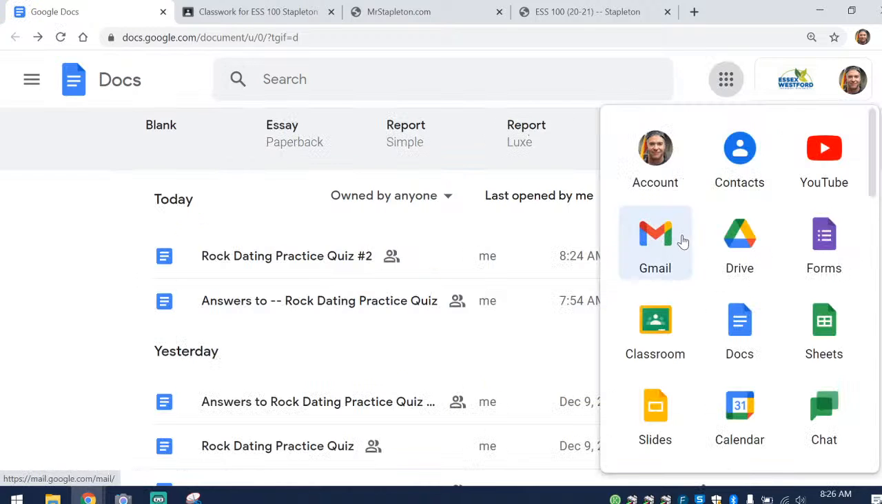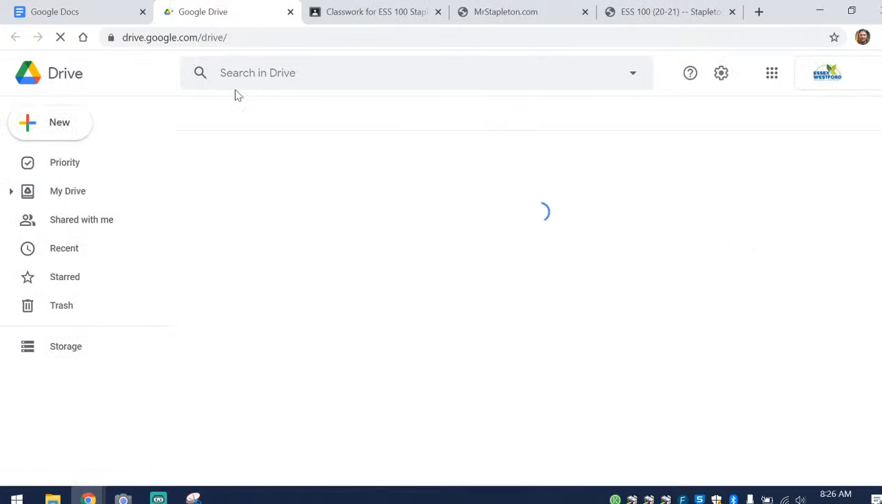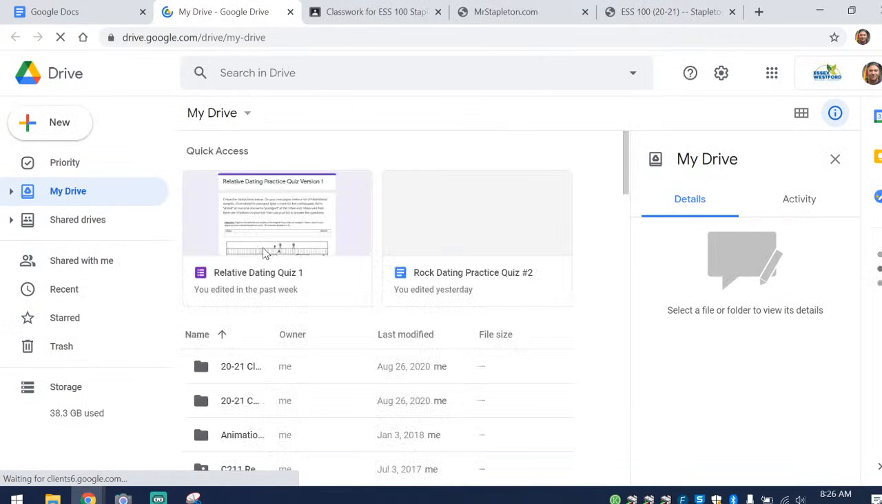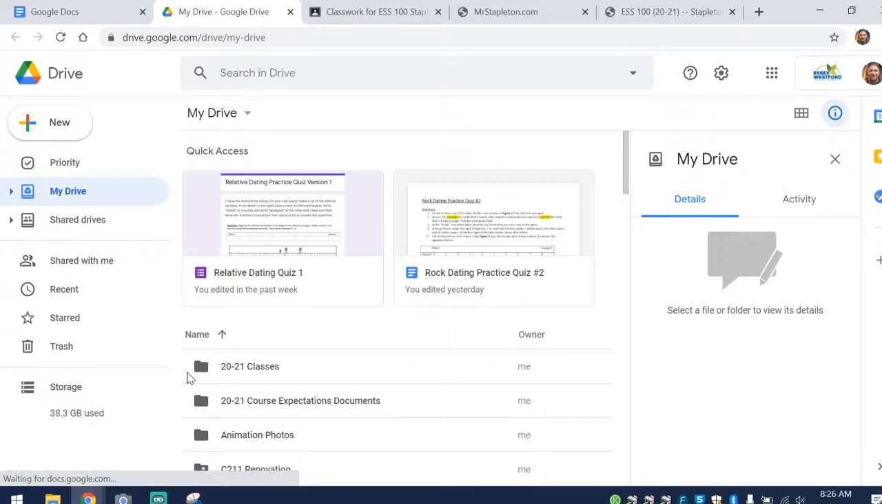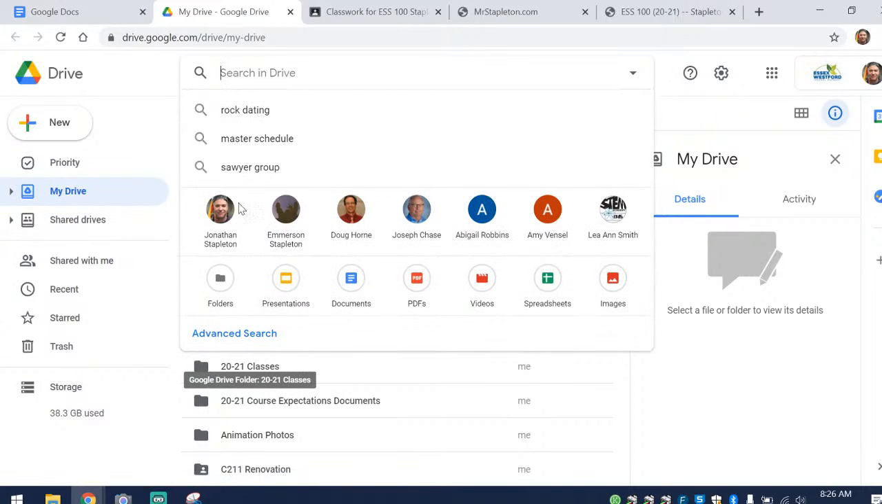Let's see, go to my drive. And I did a practice quiz, it's sort of an impromptu quiz with the blue people. I'm going to give you that quiz now over the rock cycle, just to remind you of what you're up against.